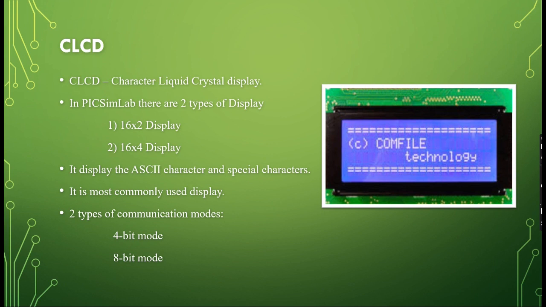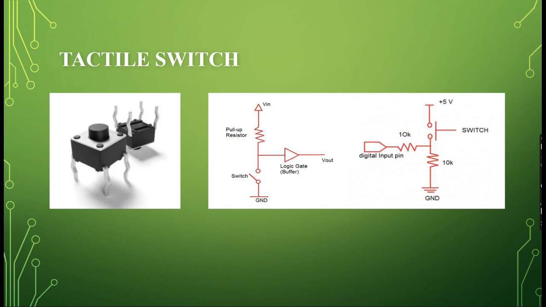CLCD is character liquid crystal display. In PixSimLab, there are two types of display, 16 cross 2 display and 16 cross 4. It is used to display the ASCII characters or the special characters. Now comes the tactile switch.